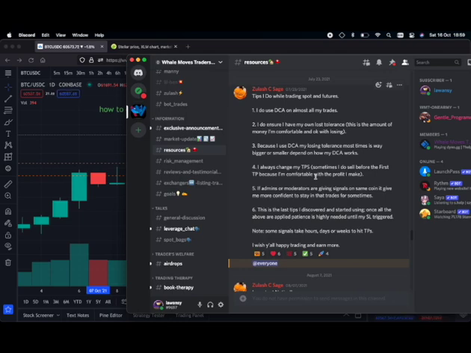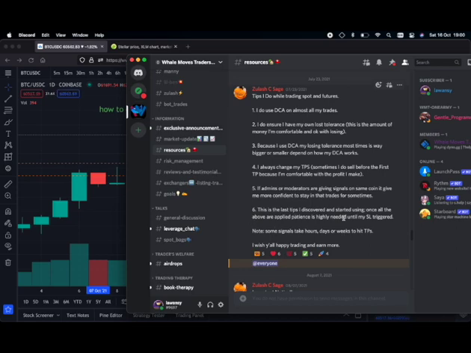And number four, I always change my TP. Sometimes I do sell before the first TP, because I use dollar cost average. I don't have to use the first take profit if I am able to get a cheaper position or a lower entry price. So if admin or moderators are giving signals on the same coin, it gives me more confidence to stay in that trade for some time. So if two moderators posted the same signal without knowing that one of them had already posted that signal, it will give you more confidence to stay in that particular trade. This is all part of the trading plan that you have to keep for yourself.